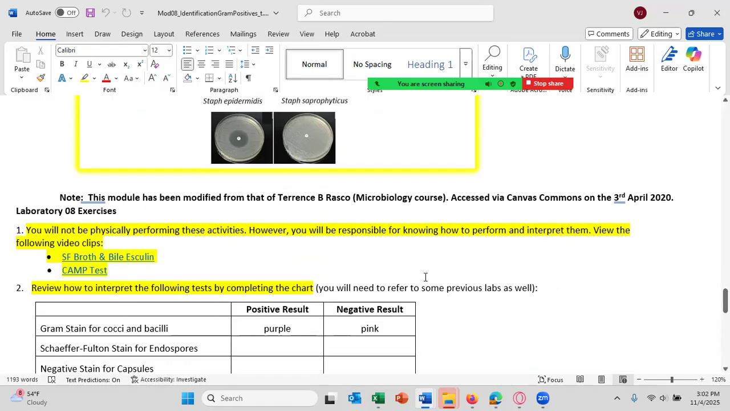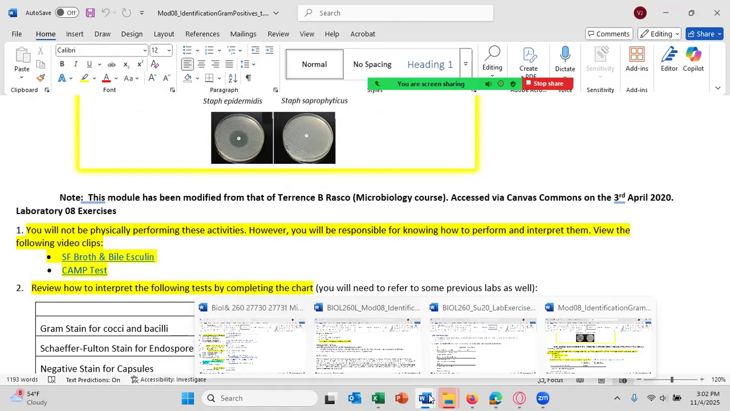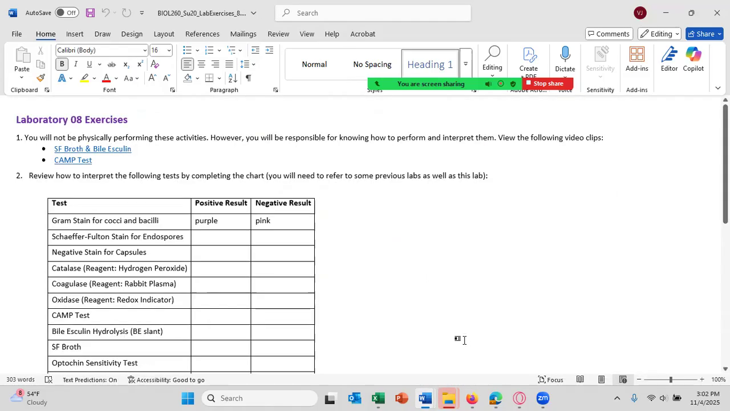All right, let me go to the worksheet. You're not going to be physically performing any of these activities, but you will be held responsible for knowing how to perform and interpret them. We have the video clips discussing the SF broth test and the bile esculin test. We have another video discussing the CAMP test.